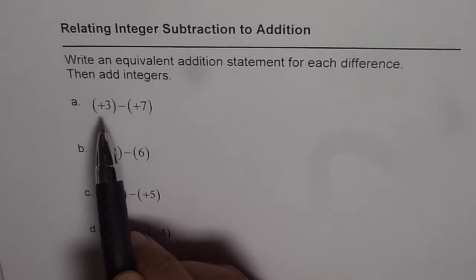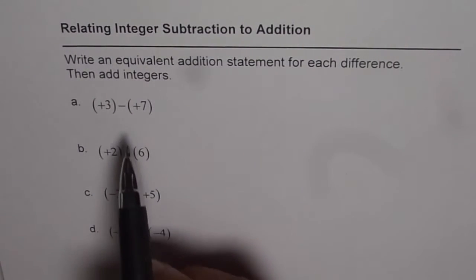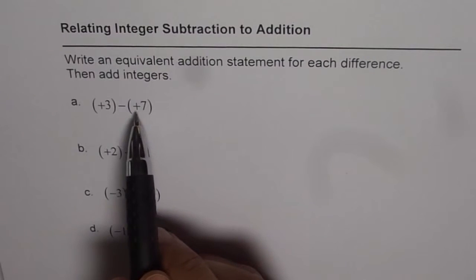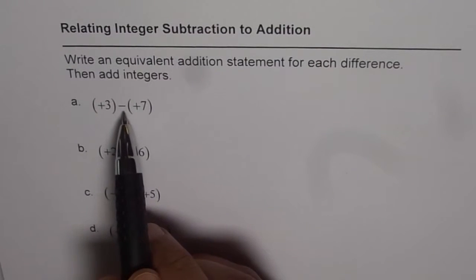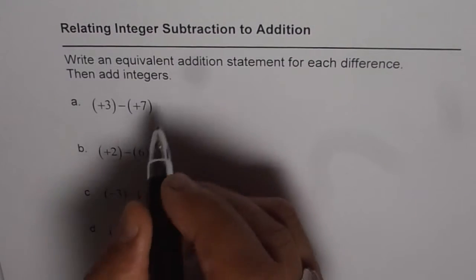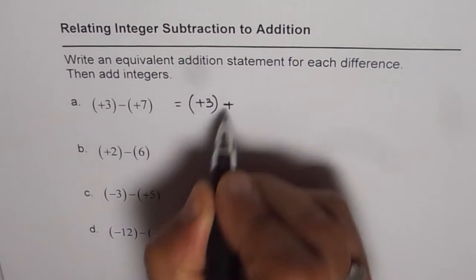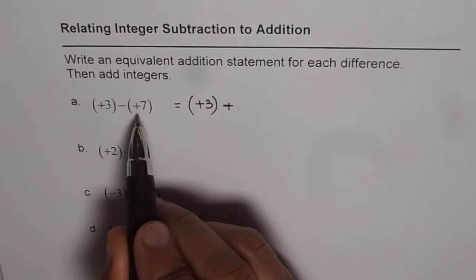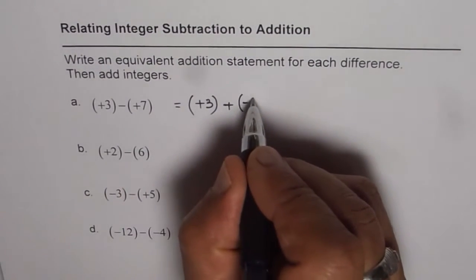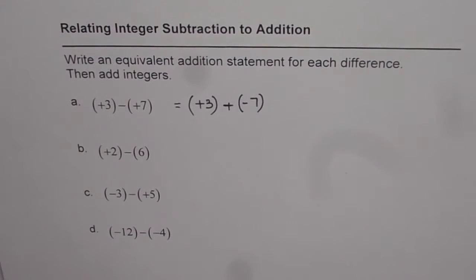So the first one is plus 3 minus plus 7. To write it as addition, addition is reverse of subtraction. Therefore, we'll just flip the signs. So we can write this as plus 3. Instead of subtraction, we'll use positive. And whenever we do that, we will change the sign. So plus becomes negative. So it becomes negative 7. So in the first step, I'll write addition statement for all. You can pause the video, copy this question, and then check your answer. That's an alternate way of learning.